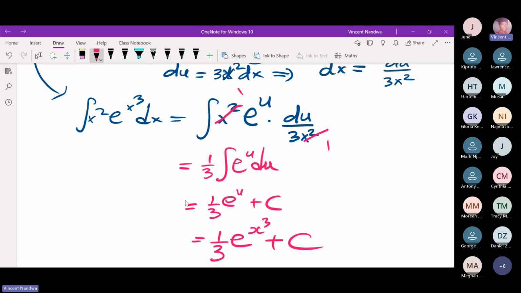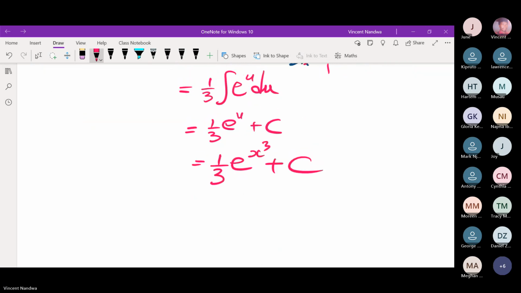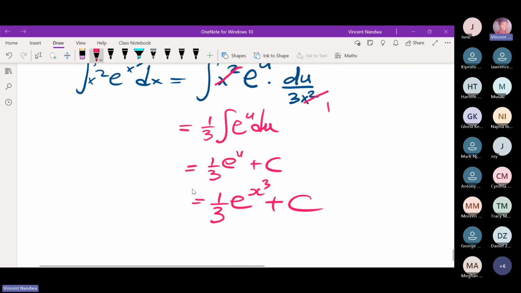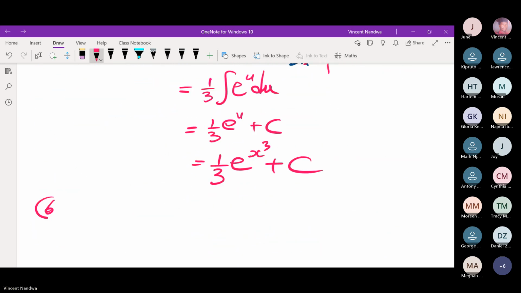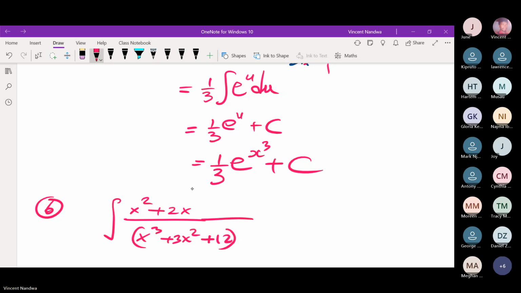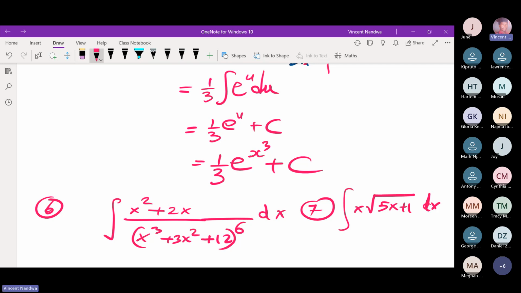Now, if you get this one, I can stop. That was number 5. So if you get 6 and 7, then I'll stop. So 6 is the integral of x squared plus 2x over x cubed plus 3x squared plus 12 all power 6 dx. And then number 7 is the integral of x square root of 5x plus 1 dx. If you get those two problems, I can stop.